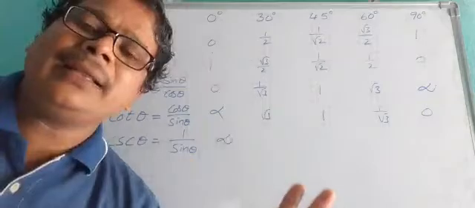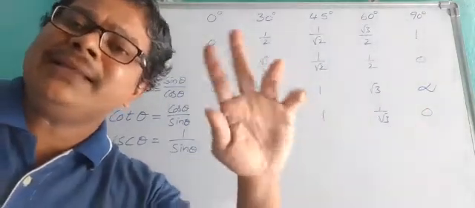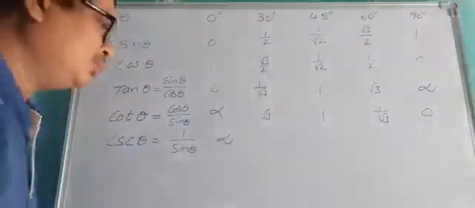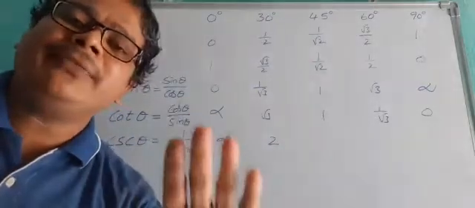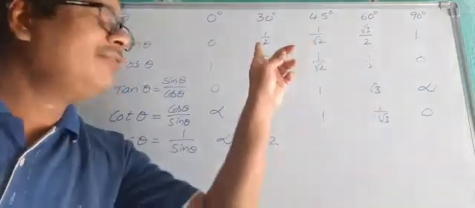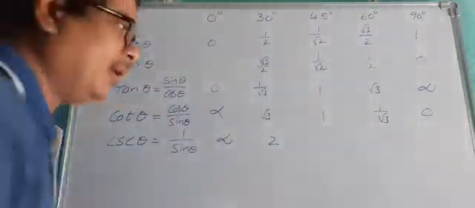Okay, next cosecant 30. Cosecant 30 means the reciprocal of sin 30. Sin 30 equal to how much? 1 by 2. Its reciprocal 2 by 1, that is 2. And cosecant 45 is the reciprocal of sin 45. Sin 45 equal to 1 by root 2. The reciprocal is root 2 by 1, that means root 2.